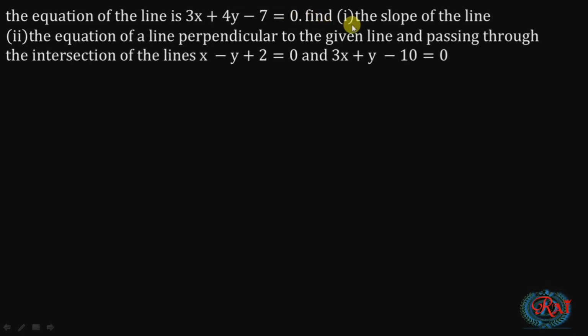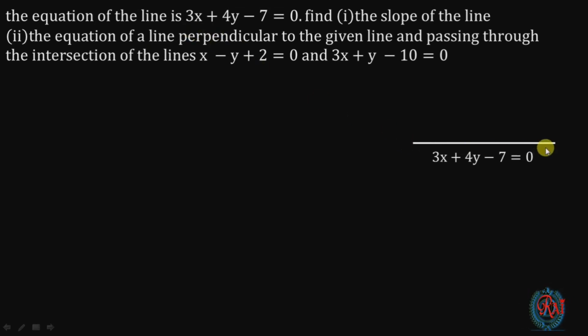Number 1, we need to find the slope of a line. Number 2, the equation of a line perpendicular to the given line and passing through the intersection of the lines x minus y plus 2 equals 0 and 3x plus y minus 10 equals 0. Let me explain this with the help of a diagram.